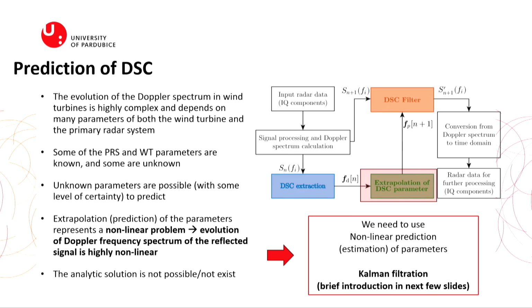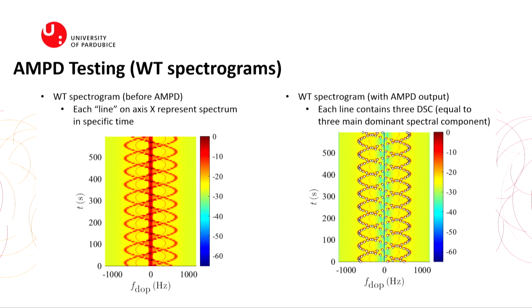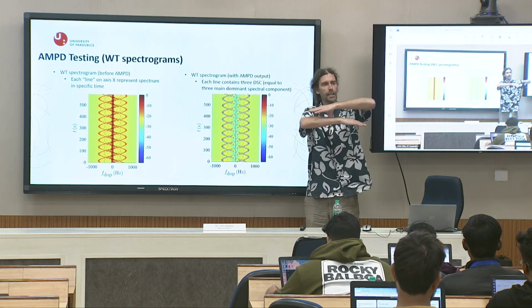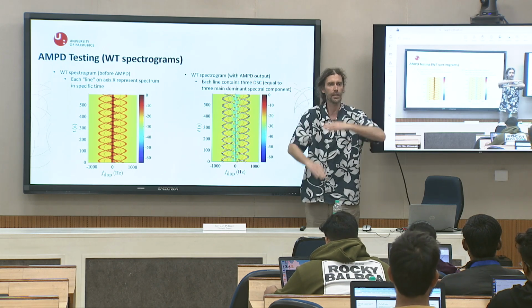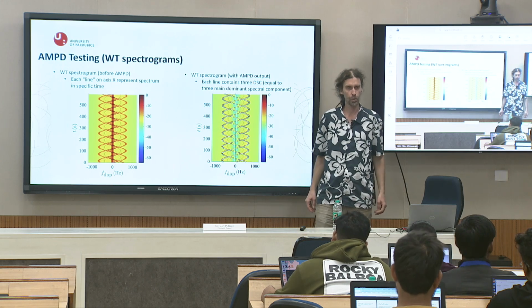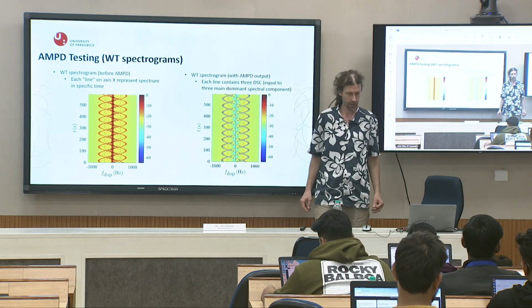So after this extraction, what is interesting for us is how these DSC evolve in time and how we can predict them. It means if you get these 3 values, my next question will be, what will be these 3 values in the next time instance, and the next time instance, and the next, and so on and so on. And for this we use Kalman filtration.